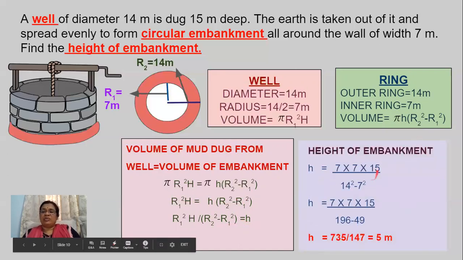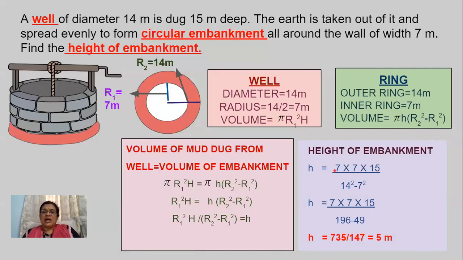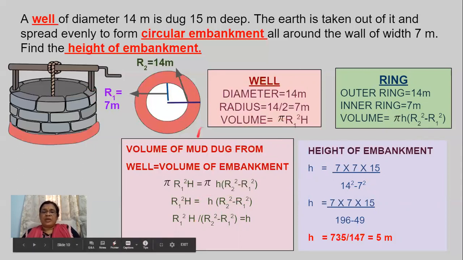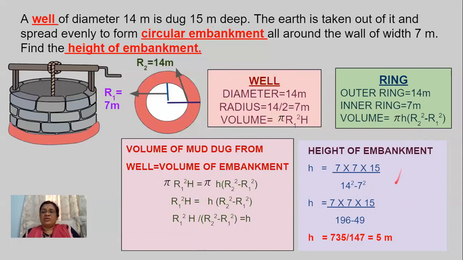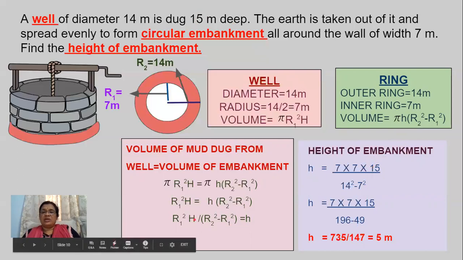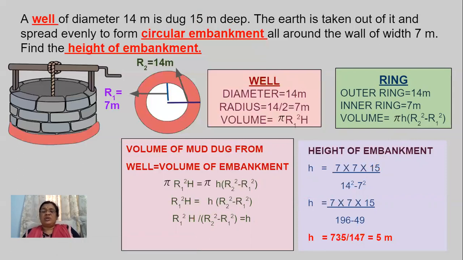The h will be, now I substituted the values here. R1 square, R1 means you have to take 7, so 7 into 7, into 15. H, the height, will be 15, and height means depth you have to take, because this is a well, so the depth you have to take. So in place of height you have to take the depth. The depth is given, how much is it, 15 meters. So I have kept 15 meters here. So here you have to be careful, h will be the depth of the well, how much depth the mud was taken out, that depth you have to take, that is 15.